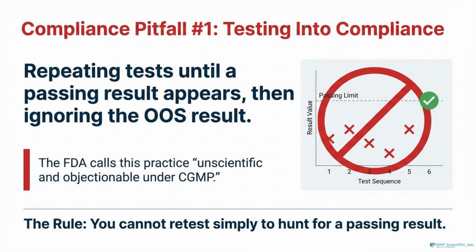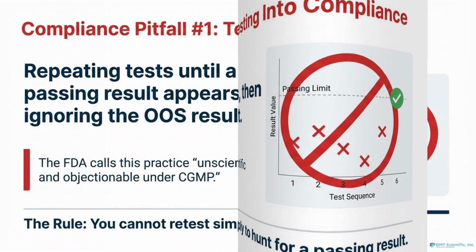Our first major compliance pitfall is testing into compliance. This involves repeating tests until a passing result appears and then ignoring the initial OOS. The FDA explicitly calls this practice unscientific and objectionable under CGMP. You cannot retest simply to hunt for a passing number.